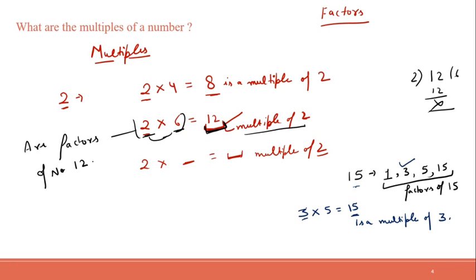So I can say that a number will always be a multiple of its factor. So these are the factors, and this number is a multiple of its factors. Got it? That means if I multiply this 15 into 1, I'll get 15. So this 15 is multiple of 15. 5 into 3, again 15. That means this 15 is a multiple of 5. So we can say that every number is a multiple of its factors.